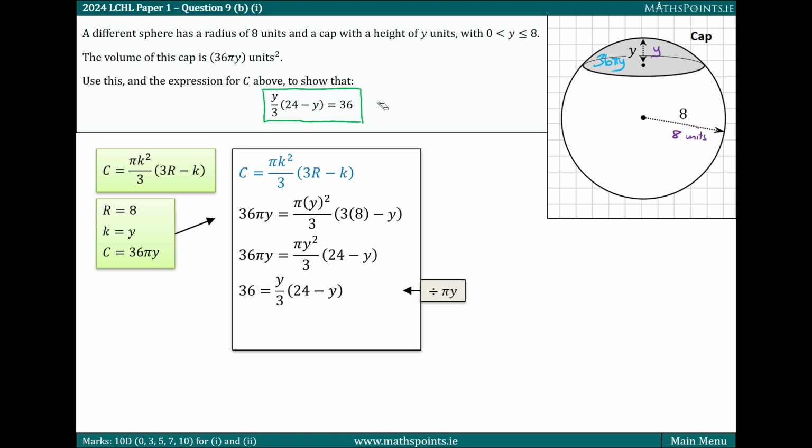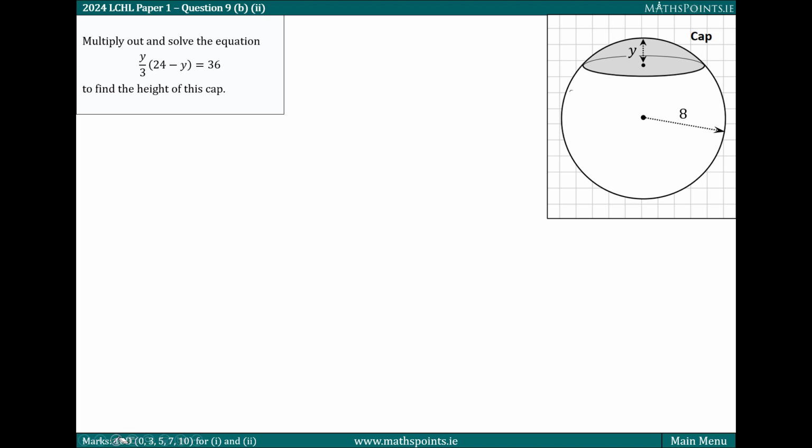Now that is what we're looking for. It's written in reverse, but I'm just going to switch it around. If two things are equal to each other, then it doesn't matter the order that you write them. And so y over 3 on 24 minus y is equal to 36. So what's left here is to actually solve this equation. We want to find the value for y for which this cap has a volume of 36 pi y units cubed for a sphere that has a radius of 8.